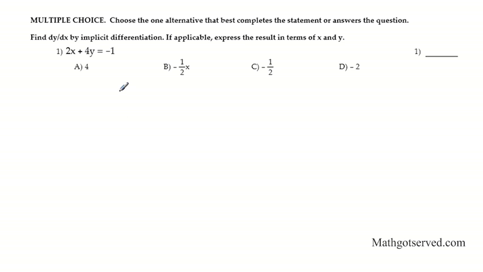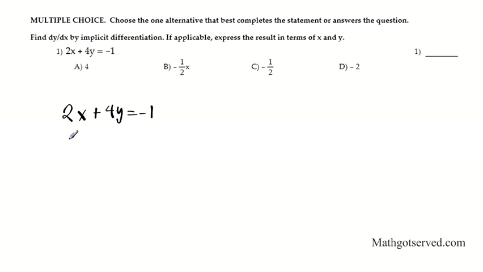So we want to find dy/dx here. We have 2x plus 4y equals negative 1. So we're going to differentiate this with respect to x.